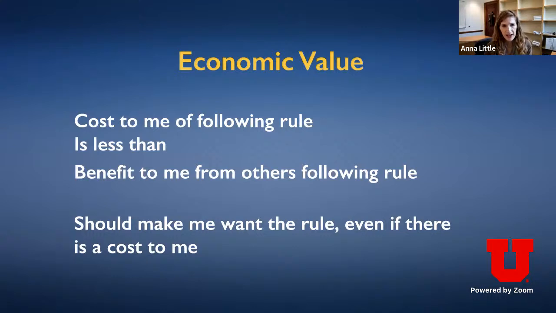So basically, the rules that we agree upon in society are those where the cost to me of following that rule is less than the benefit to me from others following the rule. So it's something that we can all agree to, because we're all better off if everybody follows those rules. And so that should make everybody want the rule, even if there is a cost to the individual in certain situations.